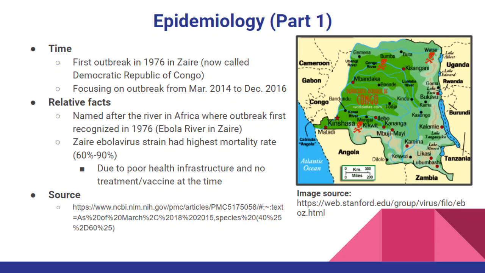So, some relevant facts about Ebola are that the name originates from a river in Africa where it was first spotted, called the Ebola River. And as for the Zaire Ebola virus in particular, it has the highest mortality rate out of all species of Ebola virus. This mortality rate was reported to be between 60 to 90%. And the reason for such a high mortality rate is due to poor health infrastructure and no proper treatment or vaccine at the time of the outbreak.